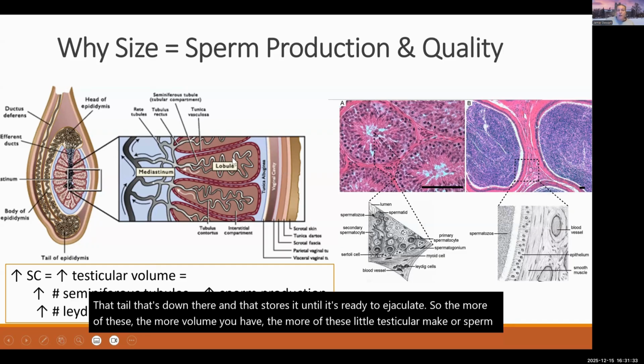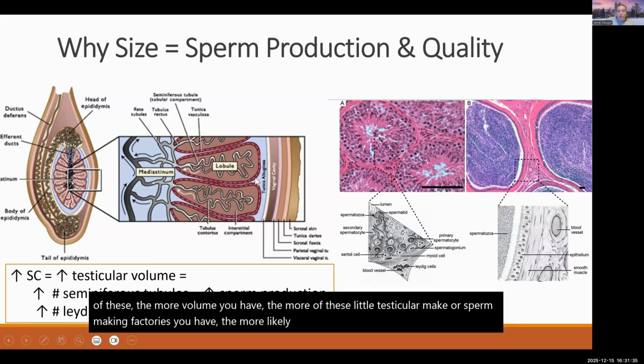So the more volume you have, the more of these little sperm making factories you have, the more likely that they're going to be able to produce sperm, and they're going to have more cells that produce testosterone. Those are the Leydig cells that produce testosterone. So you're going to have higher testosterone too.